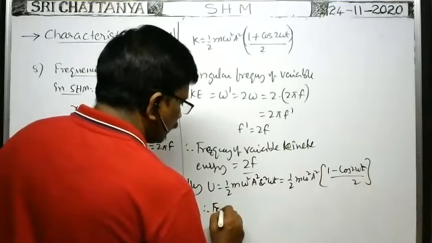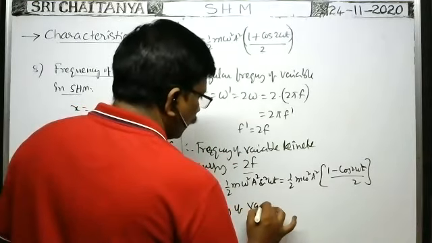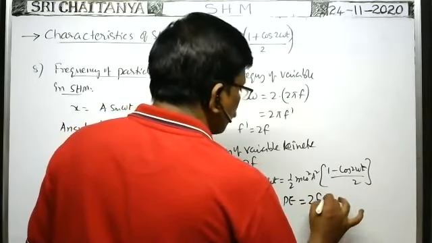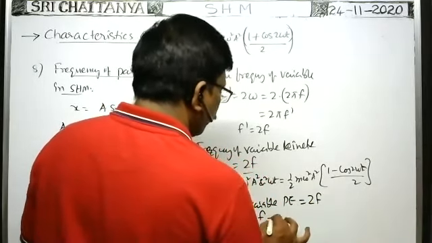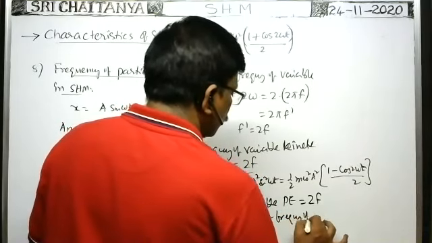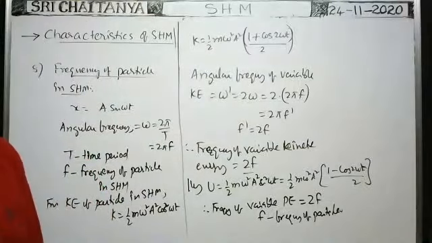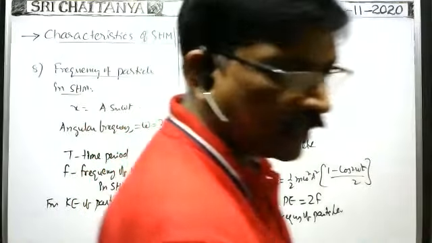Therefore, frequency of variable potential energy is equal to 2 times the frequency of the particle, where f is the frequency of the particle. It is also very, very important. Okay, next.